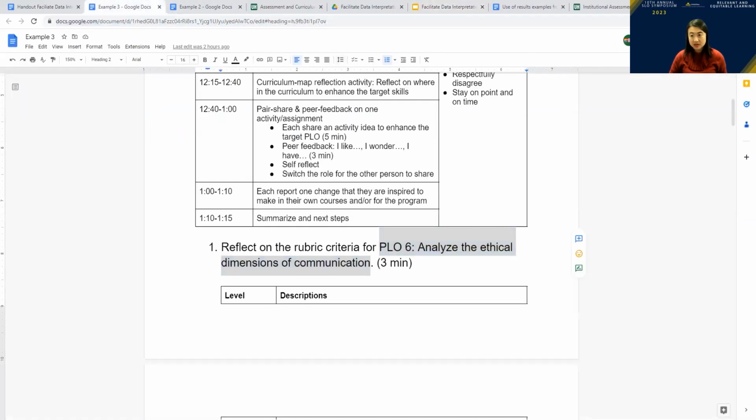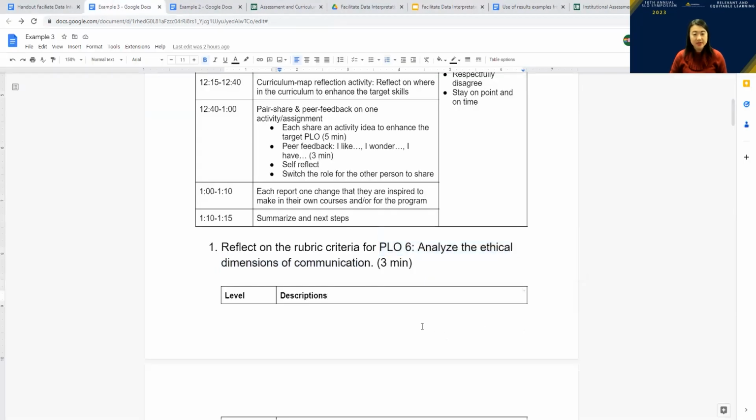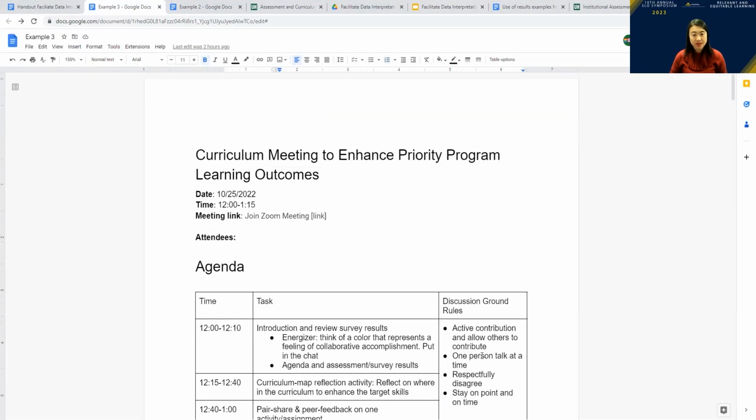Handout example 3. Let me put that in the chat. But don't go there yourself yet. Let me just briefly explain. This is just a modification of the real handouts that I disseminated during the 75-hour meeting.